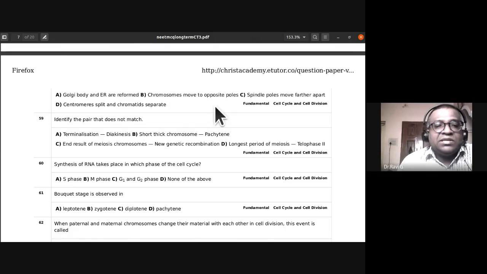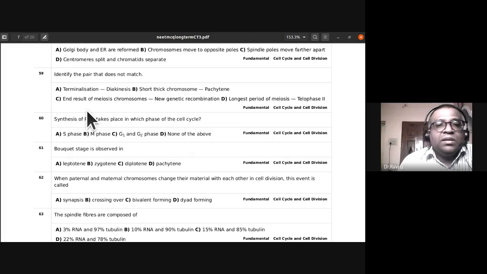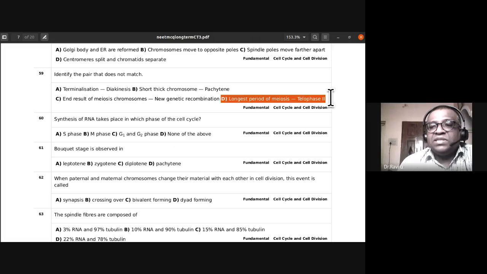Identify the pair that does not match. Terminalization diakinesis, short thick chromosome pachytene, end of meiosis, end result of meiosis chromosome, new genetic recombination, longest period of meiosis telophase 2. So identify the pair that does not match. Option D is the pair which does not match. Longest period of meiosis is telophase 2, they have given. That is wrong. Actually, it is prophase 1.